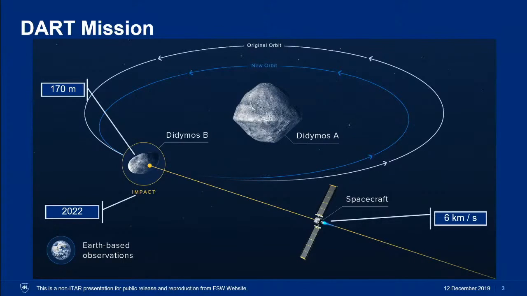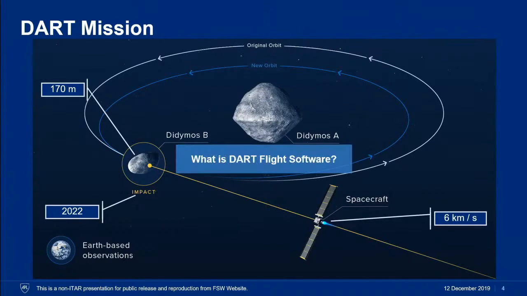And this brings us to kind of why I'm here. What is DART flight software? So this is the flight software workshop. Flight software is embedded software running on a spacecraft that helps people interact with these systems. On DART, outside of writing C code, the flight software team is also helping integrate different subsystems, helping with testing, and overall being some of the glue.